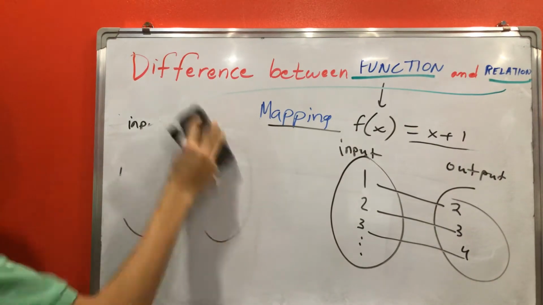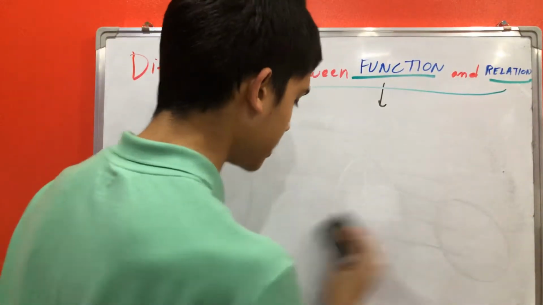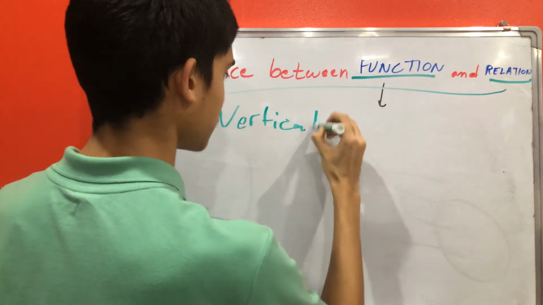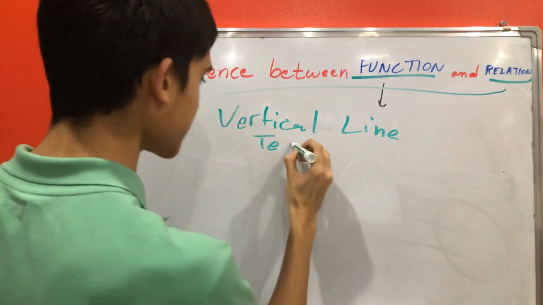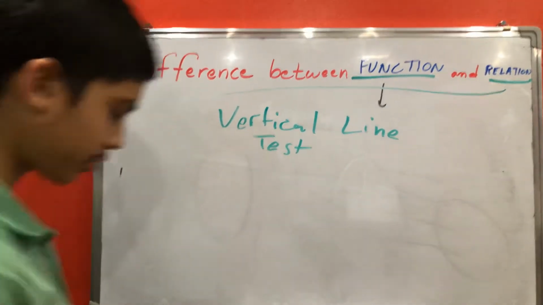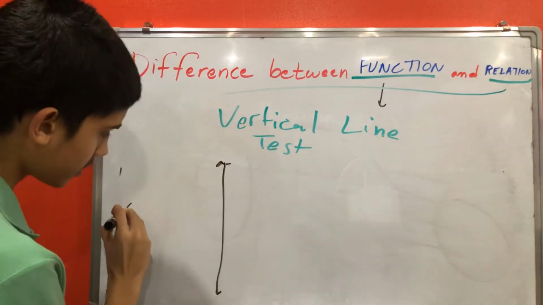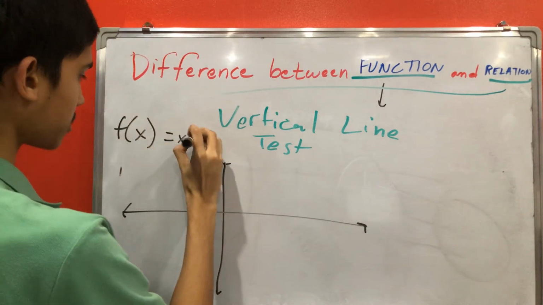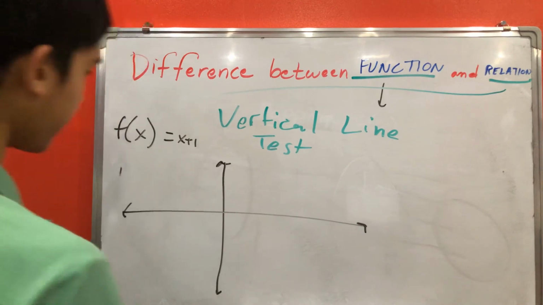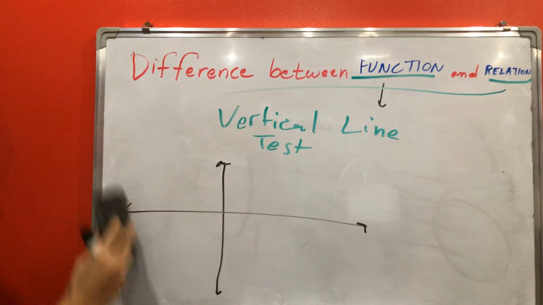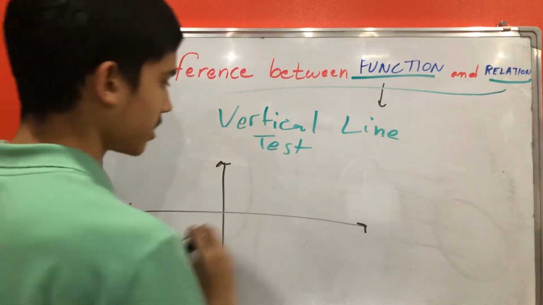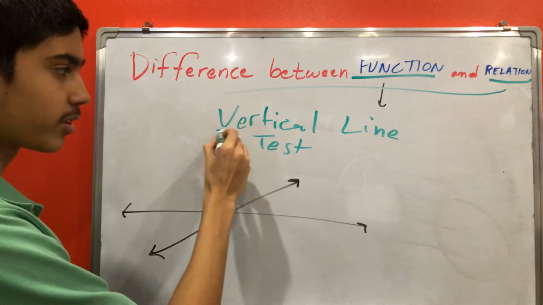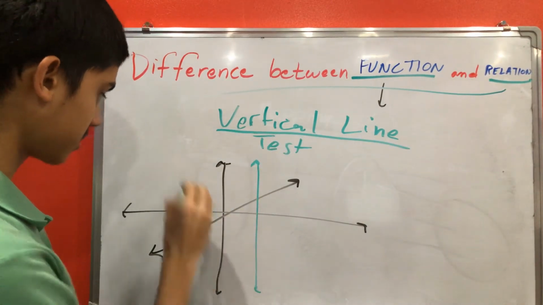Now, I want to quickly show you something about graphs. There's this idea of a vertical line test. It's pretty straightforward, you'll see. So we have a graph, and let's graph f of x equals x plus 1. We don't really need to graph a function, but we can just see how it looks. Functions will look like this. The idea is that we draw vertical lines like this.